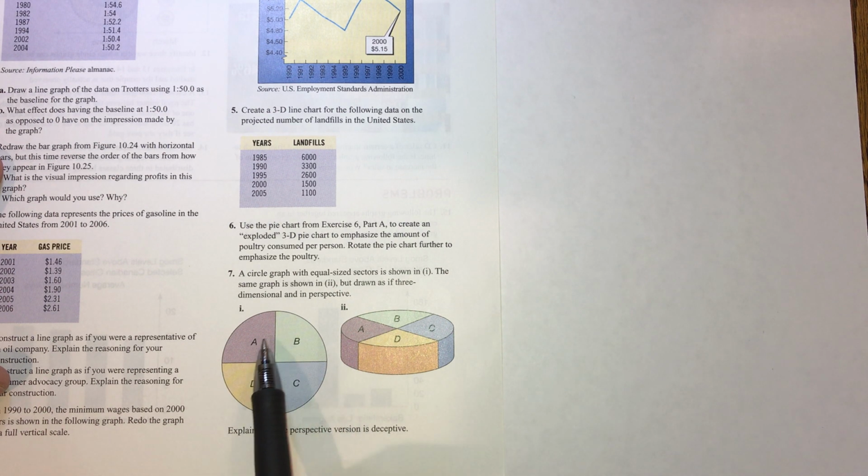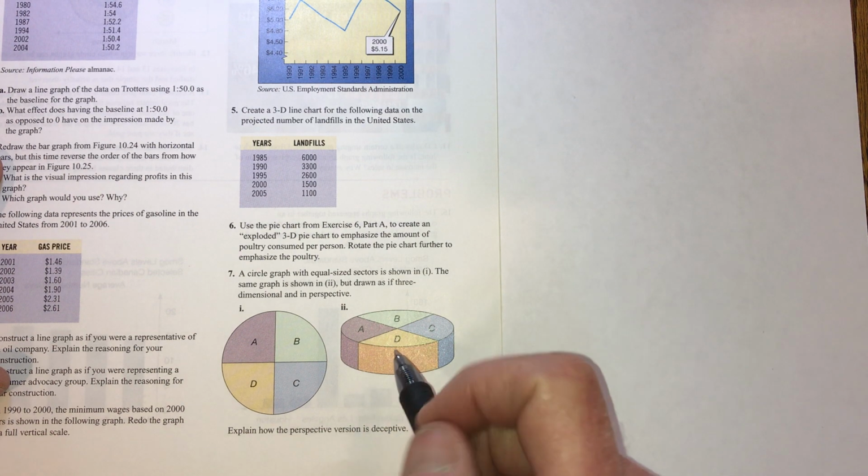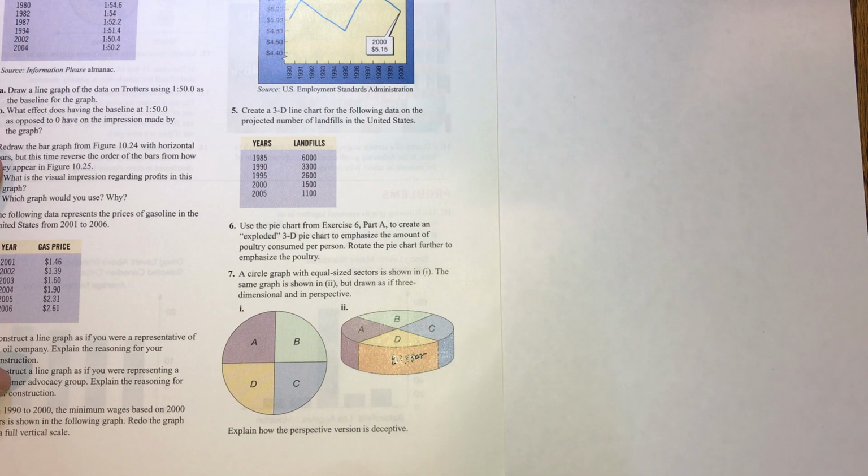These four look like they all represent 25%. But when you take that and you present it sideways like this, then D actually looks bigger, to me anyway. D looks bigger than either A or C. So even though A and C and B and D, all four of them are the same, when you put it this way, this one right here looks bigger. So that could be misleading.